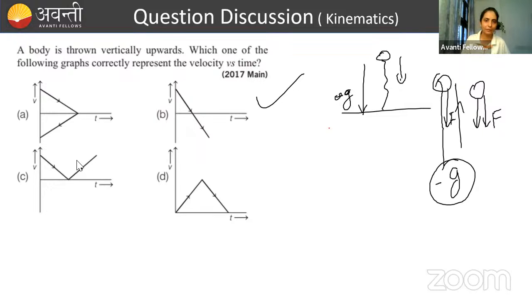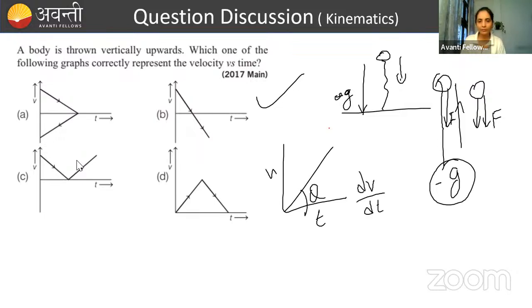So this is a VT curve. VT curve का slope क्या देता है? Slope of VT curve is dv by dt. So this is what? Constant. If the slope of the VT curve is constant, it means acceleration will be constant, है ना? तो आप first curve में चले जाओ.